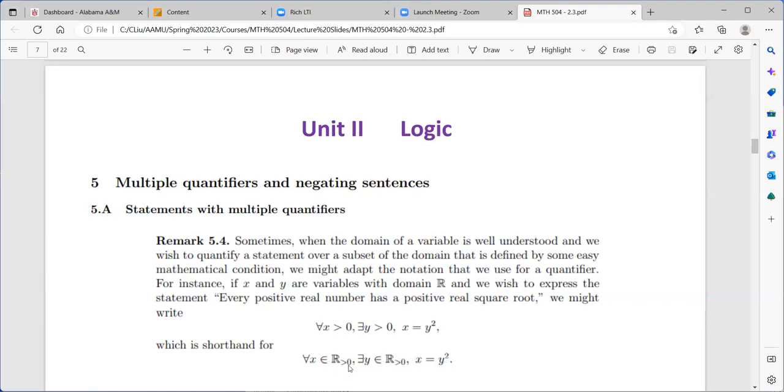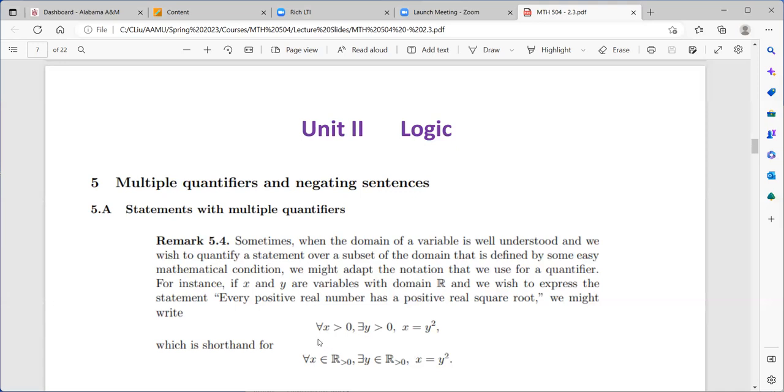So the set notation R with subscript greater than 0 is the short notation for positive real numbers. If you don't specify that x and y are real numbers, then it is understood that we're talking about real numbers. If we don't say it specifically, then we know we are talking about real numbers. That's by default.